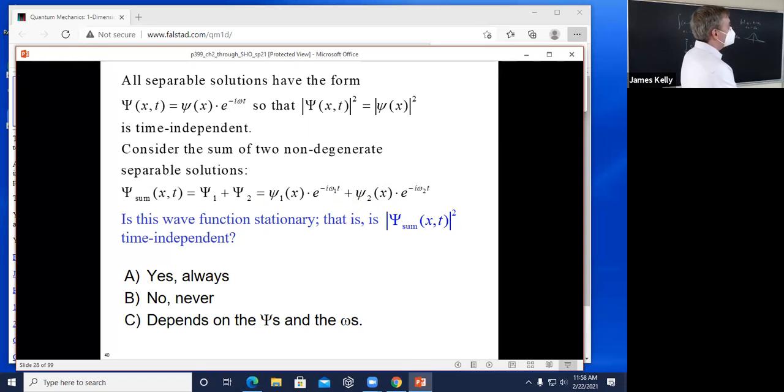If I do that, is the corresponding wave function stationary? Which is to say, stationary means the probability density, which could be a function of time, is actually not time dependent. Is that true? Yes, no, or it depends? We're talking about the probability density associated with this wave function right here.